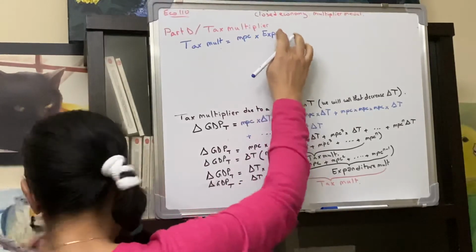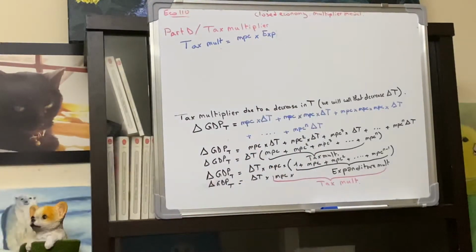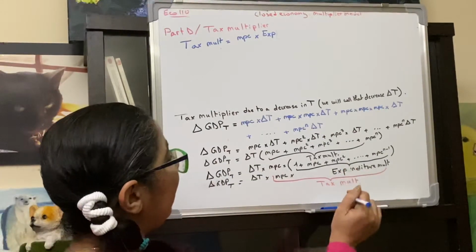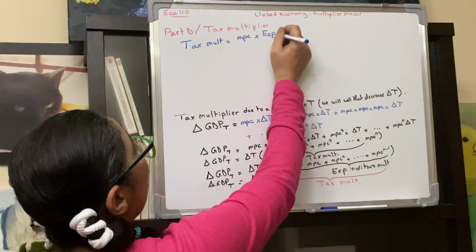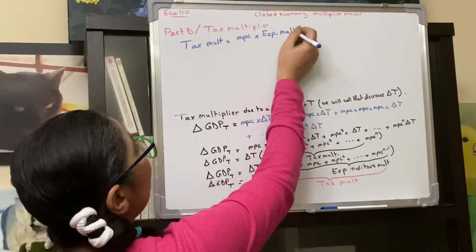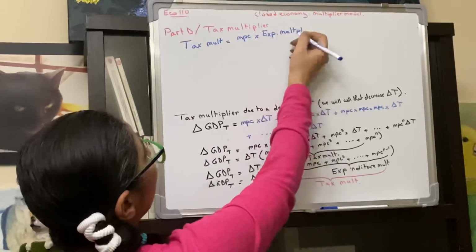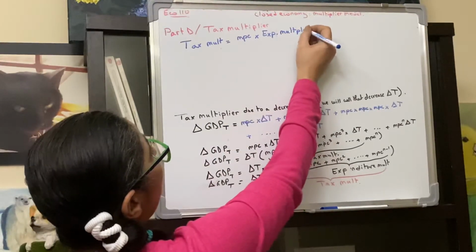Expenditure, it's with an E. Expenditure, I think it's an E. Expenditure multiplier. This is to avoid my spelling mistake. Expenditure multiplier.